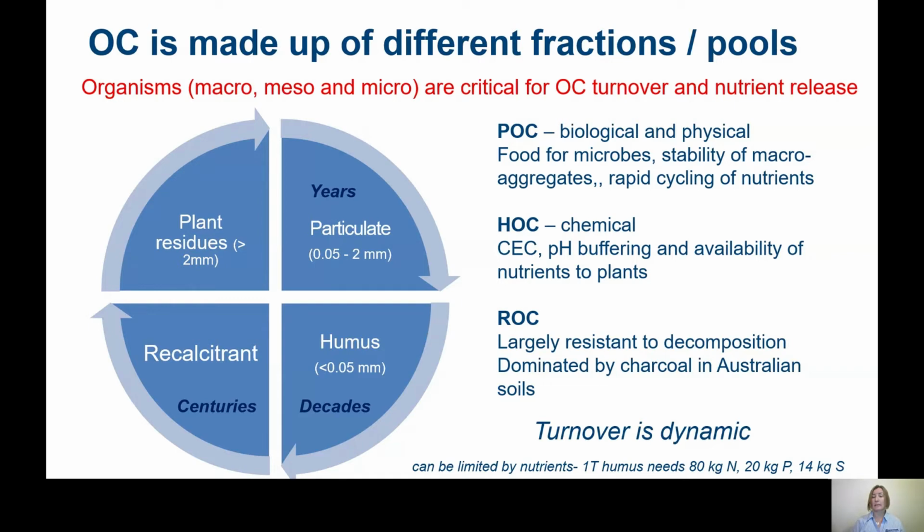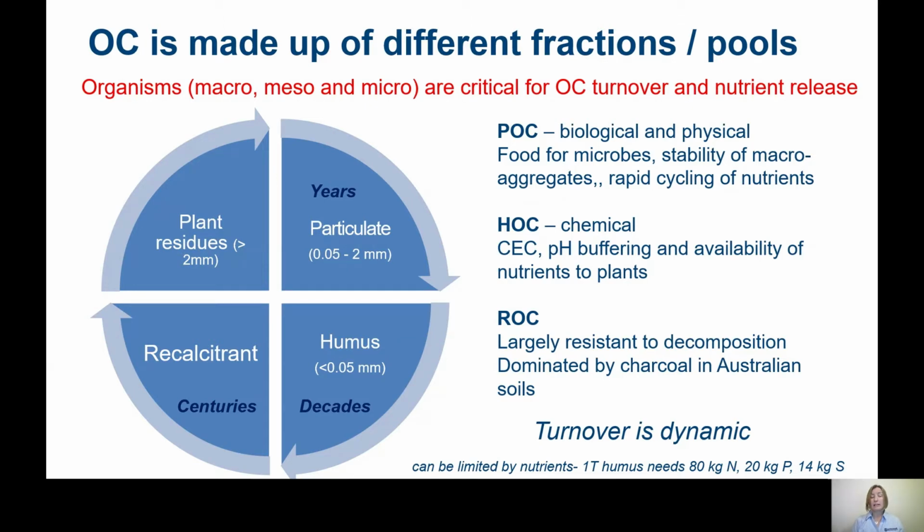And the last pool we have is the recalcitrant form. And in Australian soils, this really is dominated by charcoal. So anything that's happened from fire is called recalcitrant carbon. And this stays in our soils for centuries. It generally isn't broken down by microbes. So turnover is dynamic, as I said.